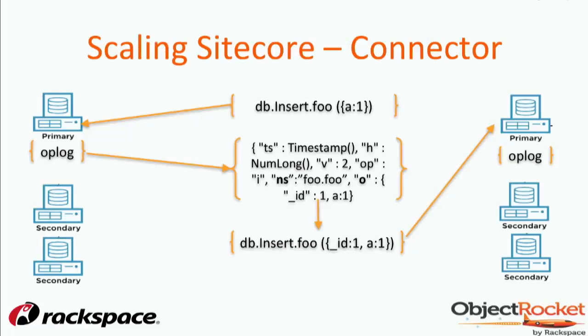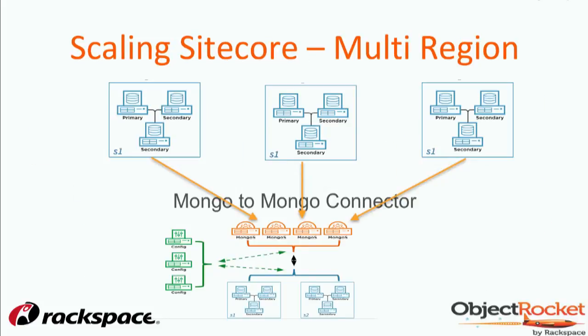So this is what the Mongo connector does. There is an insert. It goes to the primary oplog, and the connector here reads the oplog and replicates the insert to the remote location. So we install for our customers a replica set in each region. All the writes and all the reads were going locally, and the Mongo to Mongo connector was feeding a central database that they were using for analytics.